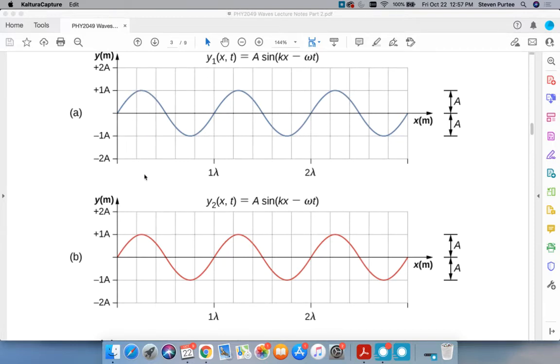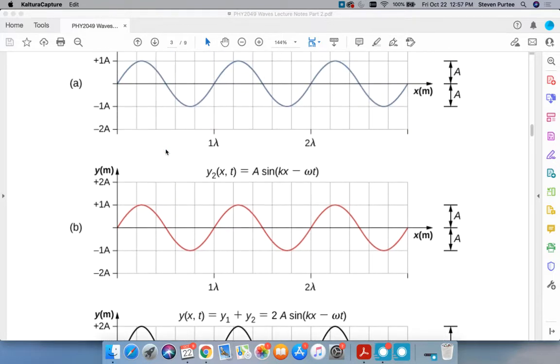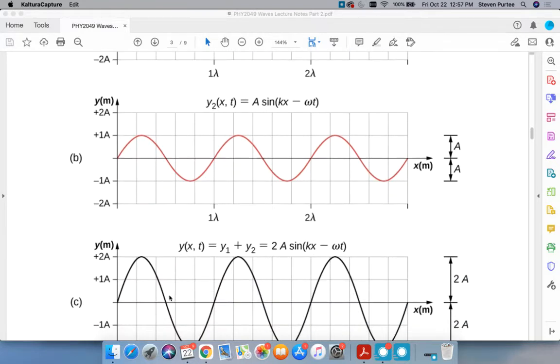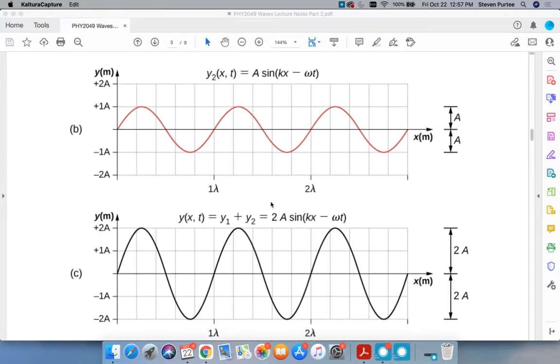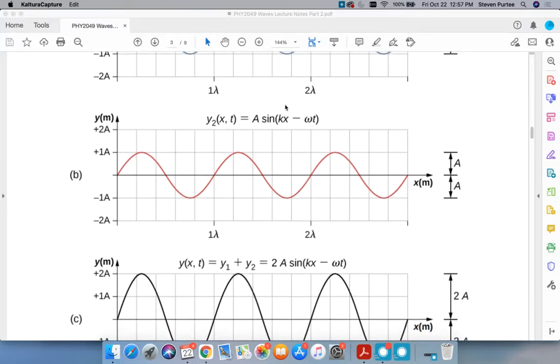So at this spot right here, I would have 1 plus 1. We would go up to 2. At that spot right there, 0 plus 0, these two waves completely overlap. 0 plus 0 would be 0, and so forth. We call this the principle of superposition. And this particular picture we're looking at here is total constructive interference. These two waves are adding together to get bigger.